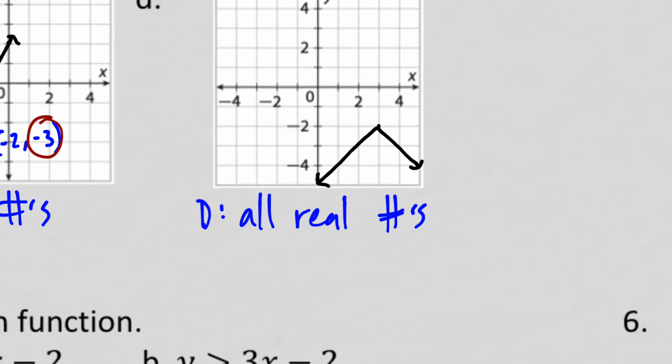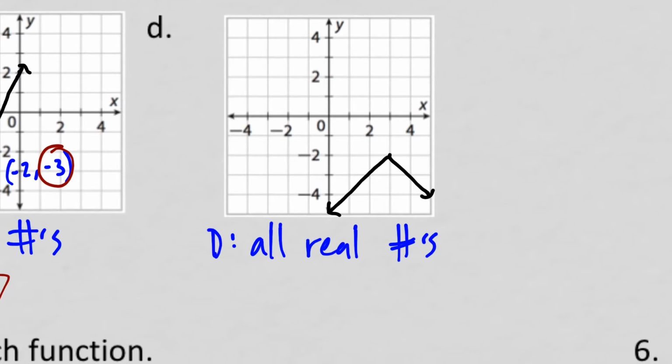Let's do it one more time for D. We're going to write the range, and we're going to write y.